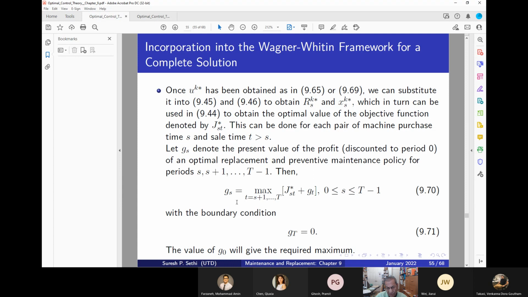So for Wagner-Whitin, I do the following. Let GS be the present value of an optimal solution from small s all the way to t minus 1. So I have a problem that begins at s and goes all the way to t minus 1. And of course, at the beginning of t, we sell the machine anyway, so that will be included in this. This is a preventive maintenance policy for all s up to this. We don't need this for t because g of t is already known to us to be 0.